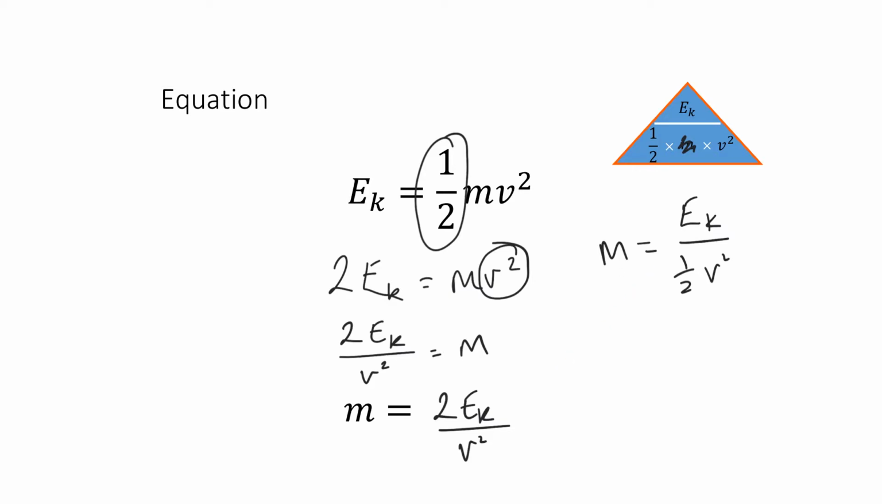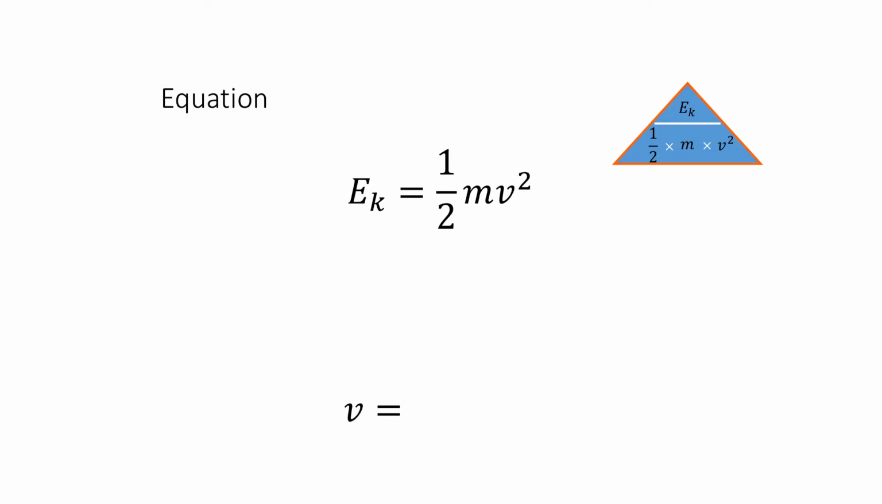Let's now look at how to rearrange for v, or velocity equals. So we can start with the same idea, multiply both sides by 2 to remove the half. So we get 2 EK equals m v squared. So now let's move the m to the other side by dividing. So 2 EK over m equals v squared.